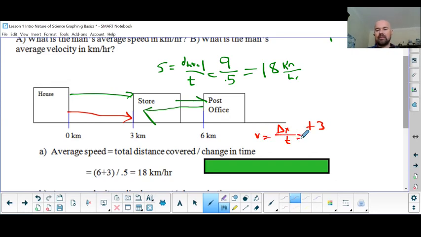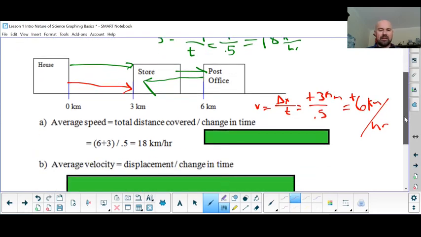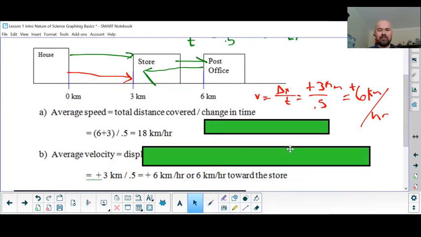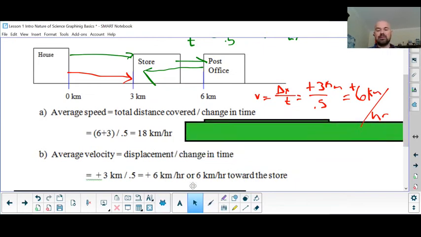So if I do that, +3 divided by, and that would be kilometers, divided by 0.5. So again, if you divide by half, that's the same as multiplying by 2. So that's +6 kilometers per hour. So that sort of makes sense. If they go 3 kilometers in a half hour, they should go 6 kilometers in a full hour. So that's what we're calculating there for the velocity, and that is going to be worked out here. And I think it's on your sheet too, if you printed out your notes. So you could say +6 kilometers per hour. You could say 6 kilometers per hour towards the store.